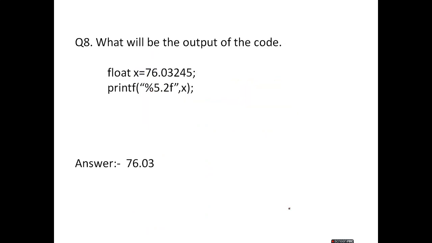Now next question, which is our last question. Float x is equal to 76.03245. So printf %5.2f. So what does this mean? It means after the decimal it can take only 2 values. Only 2 values are to be taken after the decimal. So it will take only this much. So after the decimal it takes only 2 values, and 76.03 will be printed. So this is our answer.